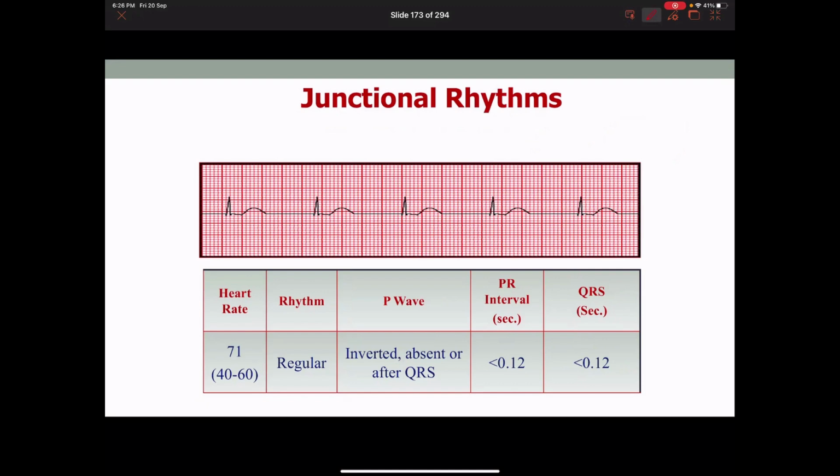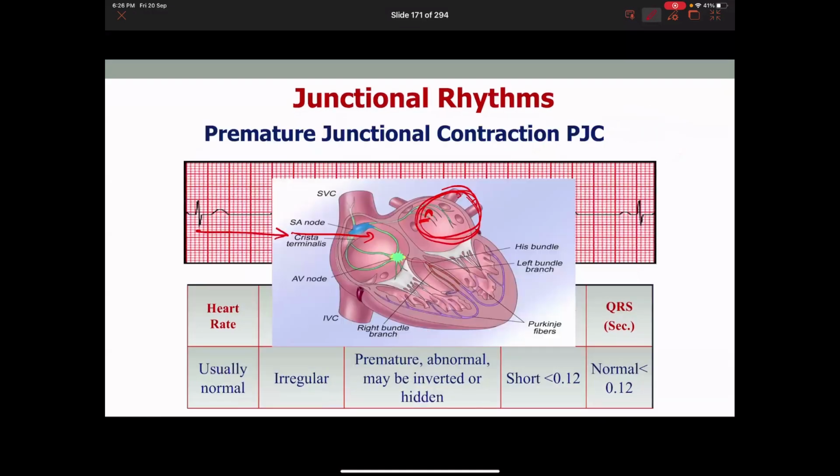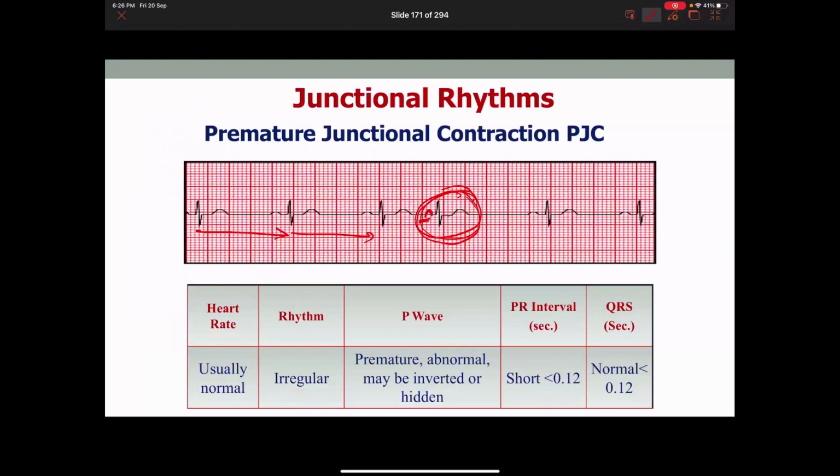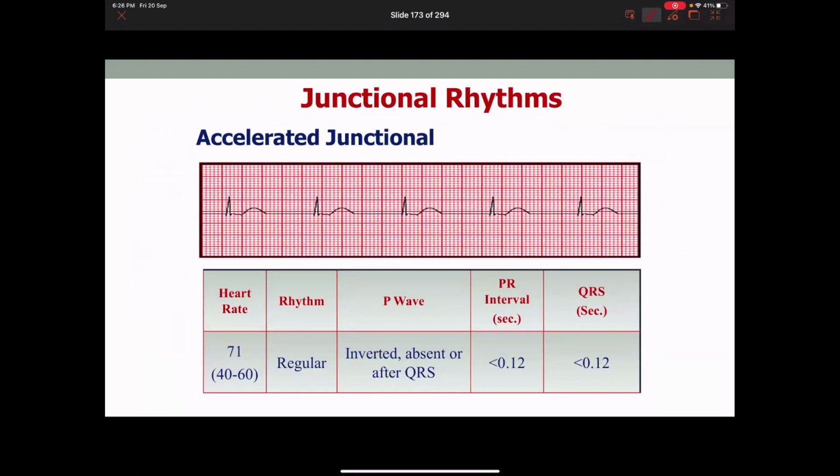Junctional tachy? I don't know if that's a thing. Okay, remember the table? This is the naming of them. Junctional rhythm, accelerated junctional is 60 to 100. More than 100 is junctional tachycardia. So it's accelerated. Exactly, it's accelerated because there's no P wave, but everything else is normal, and it's 70. No, it's 70, which means it's more than 60, so it's accelerated.